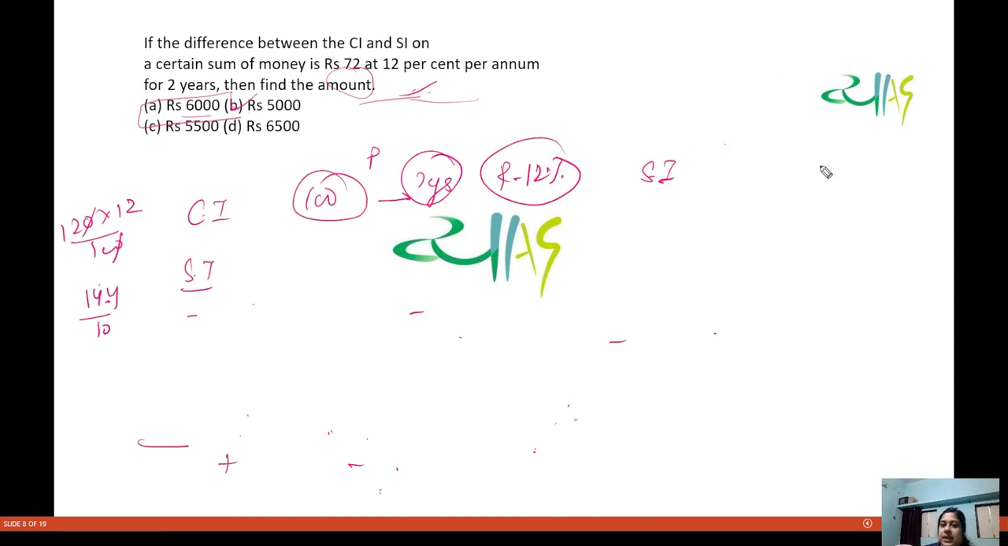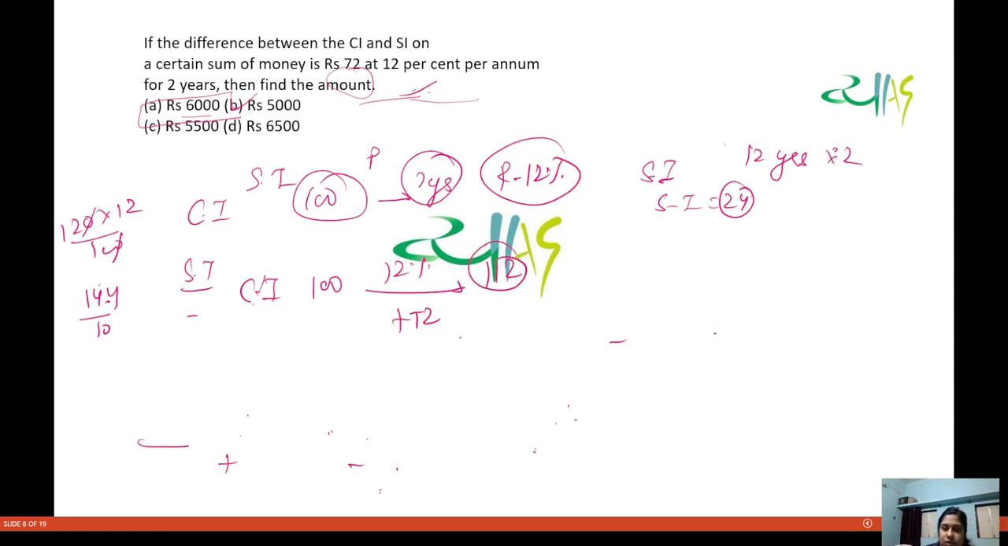So this is very simple. 12 rupees per year. So that means in 2 years I will get simple interest of 24. Fine, that is for simple interest. For compound interest, what am I going to get? I will start with 100. So 12% of 100 is 12, and the amount becomes 112.